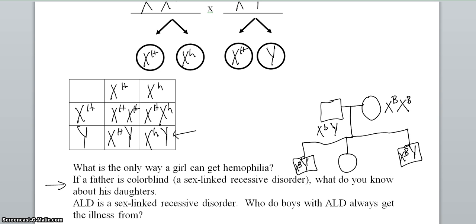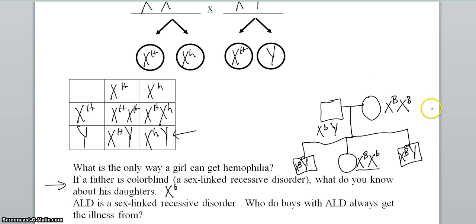Now my daughter got an X big B from my wife. And in order for me to have a daughter, I have to give her my X. And my X is a little b. So my daughter, Kayla, is considered a carrier. So if a father is colorblind, what do you know about all their daughters? All their daughters have to be X little b.